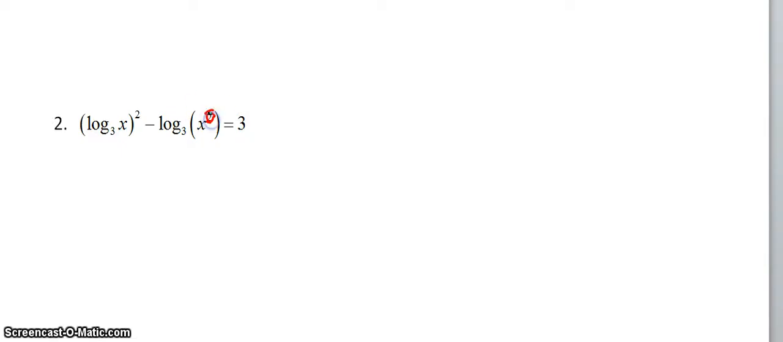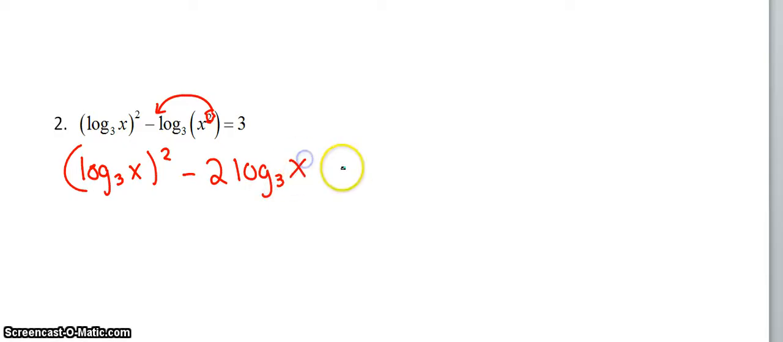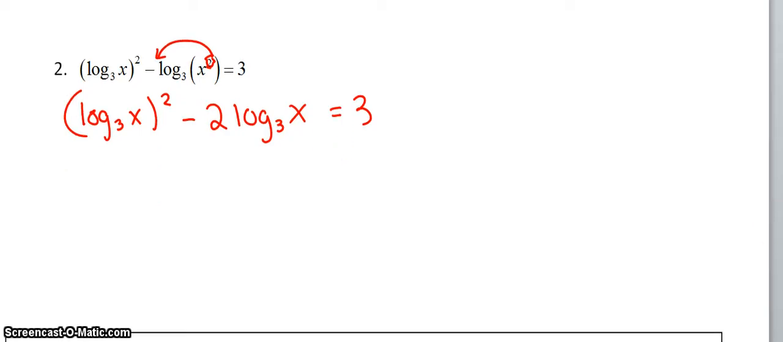I can bring this 2 out though, because this is an exponent on the argument. So this can be written as log base 3 of x, quantity squared, minus 2 times log base 3 of x equals 3. Okay, now if I can't get rid of this 2, I can't use the log property here of like subtraction because, well, there's 2 logs being multiplied, and there's no rule that says if I have 2 logs multiplied, I can do something with those arguments to condense it. So you have to be a little bit creative if you can't use log properties to condense.